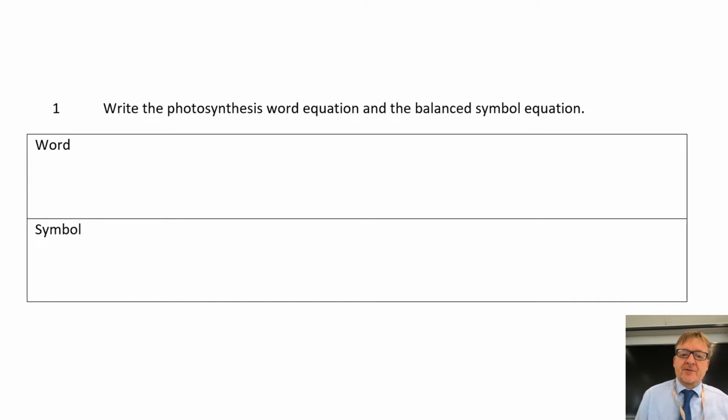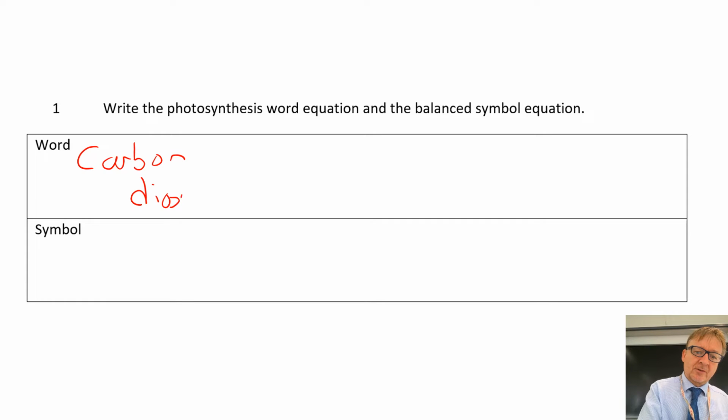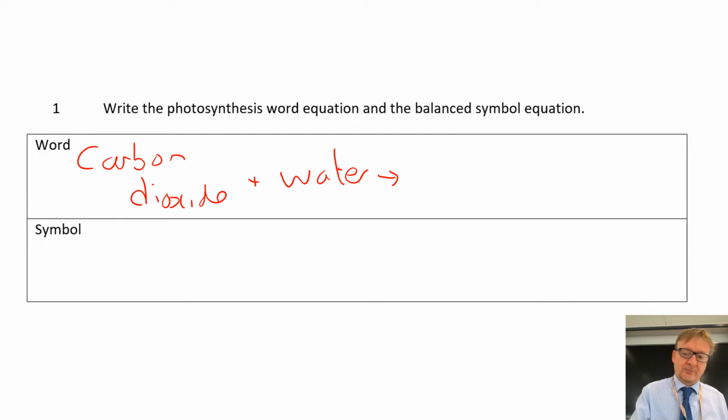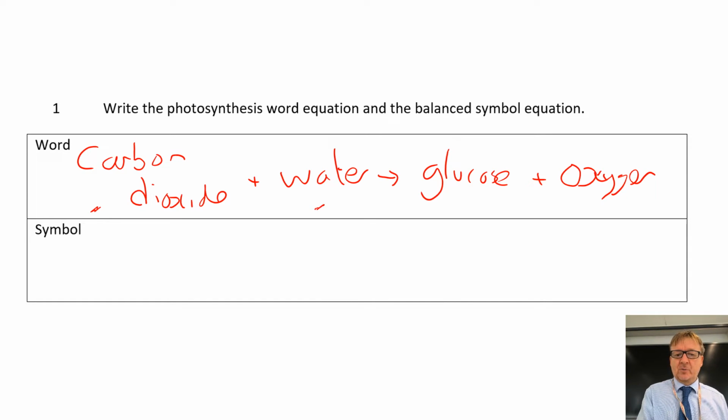Question number 1. Write the photosynthesis word equation and the balanced symbol equation. So word equation means you're going to write it out in full: carbon dioxide plus water, arrow, glucose plus oxygen. So think about it, a plant is taking in carbon dioxide, taking in water through its roots, and then what it's doing is it's providing glucose or making glucose and giving out oxygen.